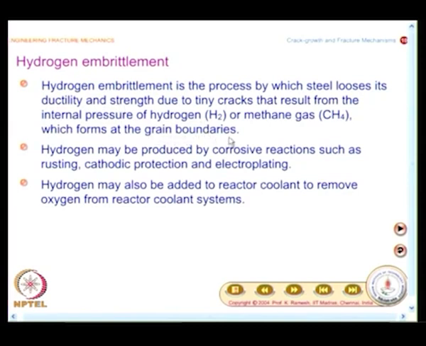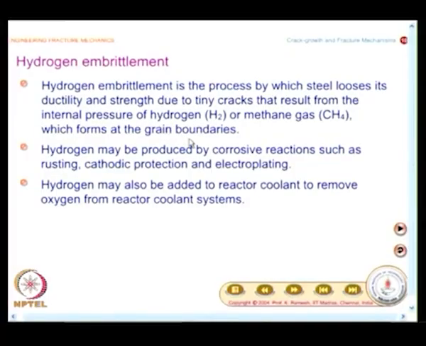Again the grain boundaries are affected. So, what is distinct in SCC is grain boundaries are affected by various mechanisms. It is getting affected due to precipitation in active path dissolution. In hydrogen embrittlement, you find tiny cracks that form due to internal pressure of hydrogen.